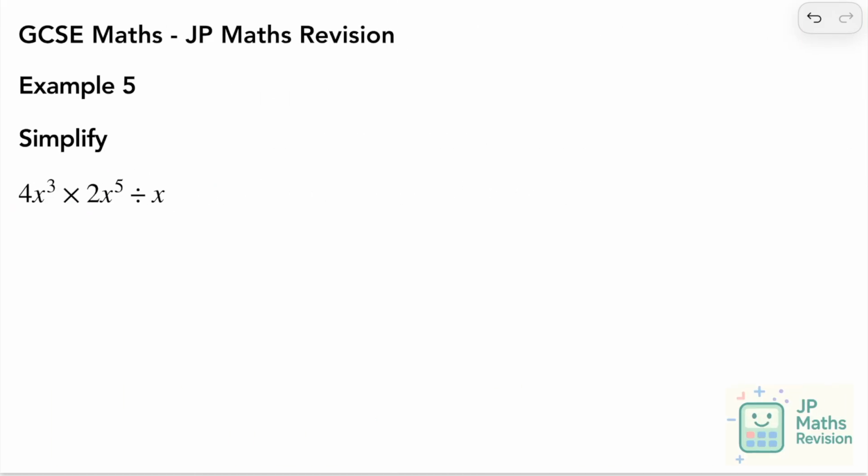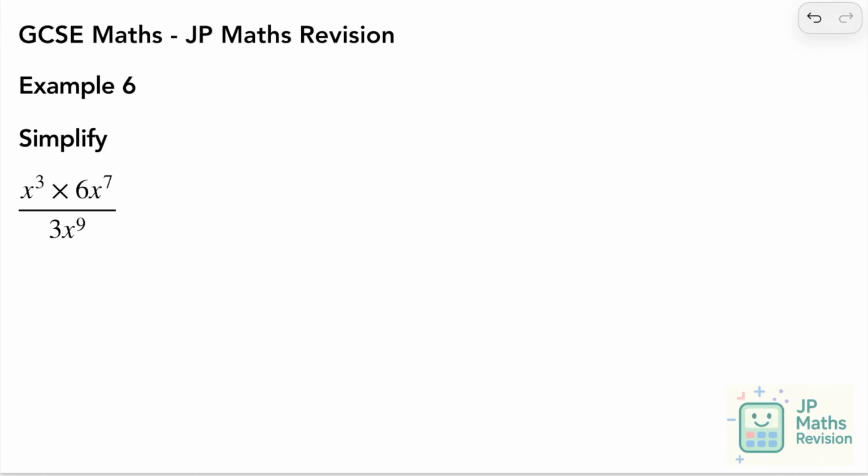Another example, we have 4x cubed times 2x to the power of 5 divided by x. Now it's worth mentioning that x by itself is x to the power of 1. So anything to the power of 1 is the number itself. So we're going to start off by doing 4 times 2. So 4 times 2 is 8. And then we're going to do x to the 3 times x to the 5 divided by x to the 1. So it's x to the power, and then we're going to do 3 plus 5, which is 8. And then we're going to subtract 1, so we end up with 7.